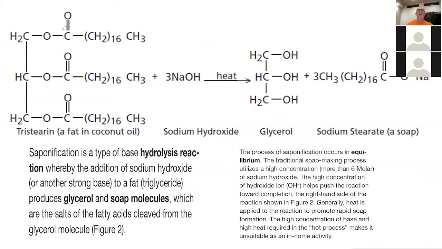What do I mean by a saturated fatty acid? What does that mean? What's a saturated hydrocarbon? We learned about saturated and unsaturated hydrocarbons. What did solid at room temperature mean? What was it? Solid at room temperature because of the single bonds.